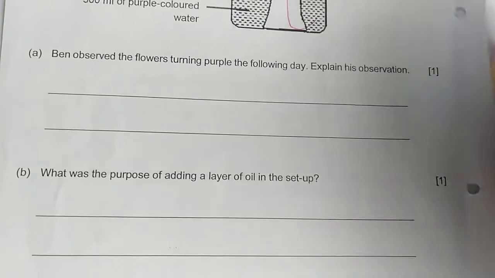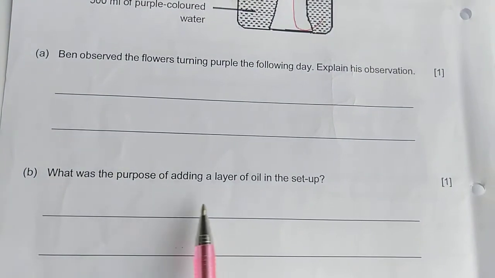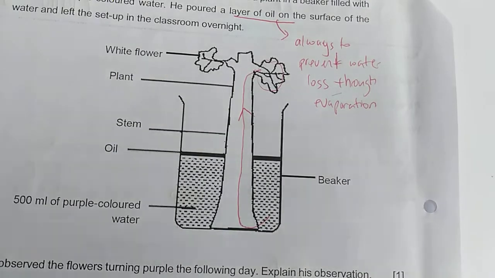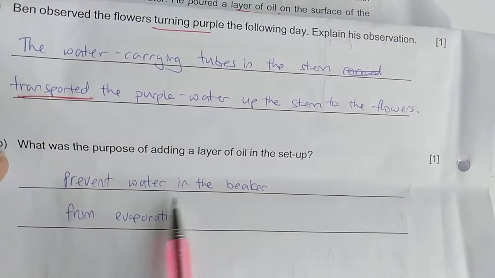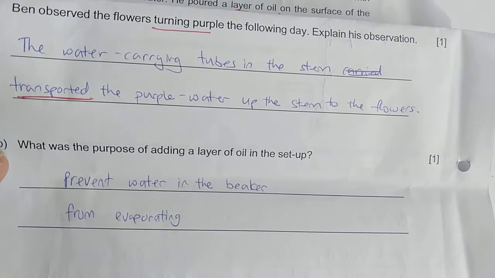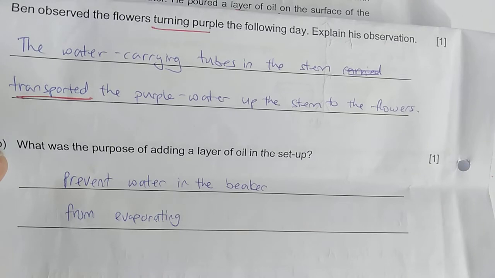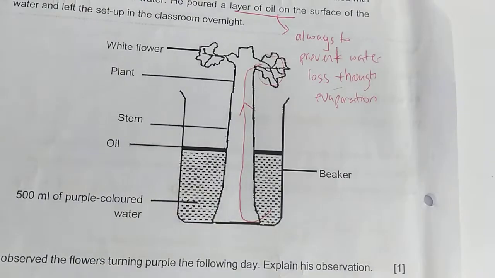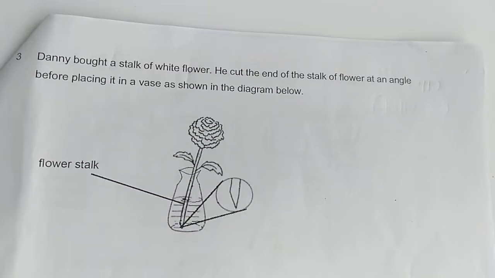Next one, let's go to part B. What is the purpose of adding a layer of oil in the setup? As I mentioned before, it's always to prevent water loss through evaporation. So the only water loss that there is must be through the transportation of water up the water carrying tubes in the stem. Let's go to the next question.